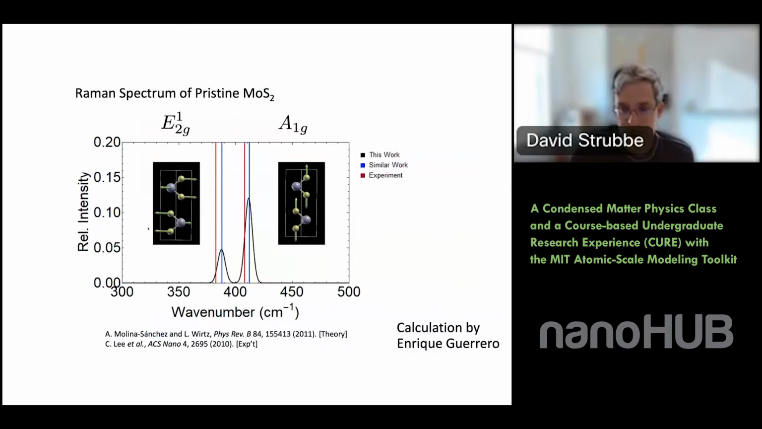One of the techniques that is really useful for probing 2D materials, like with other materials too, is Raman spectroscopy, and something you can do experimentally, and it's also relatively straightforward to simulate that. And so this is some calculated data done by my recently graduated PhD student Enrique Guerrero for just pristine MoS2.